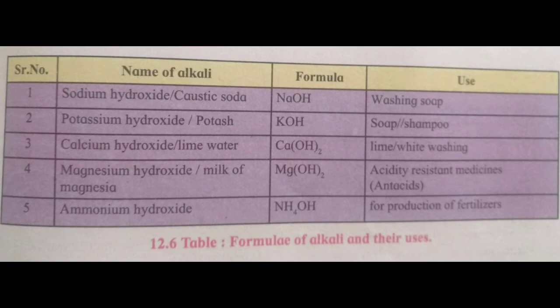And the next base is ammonium hydroxide. Formula of ammonium hydroxide is NH4OH. It is used for the production of fertilizers. So after learning it, make a table in your classwork. Please write down all the names with formula and uses.